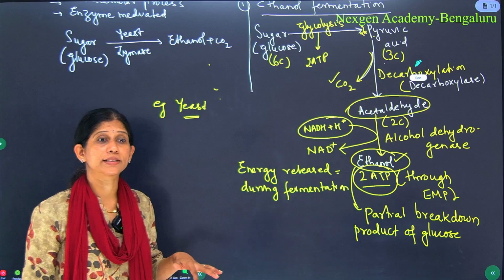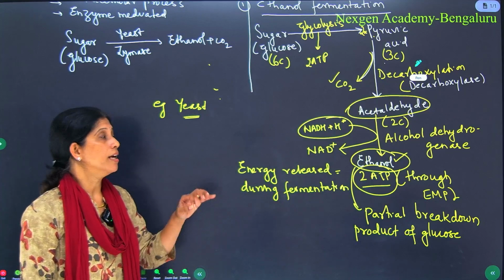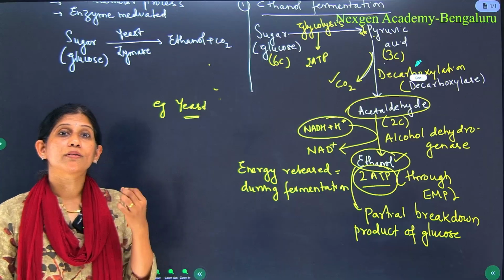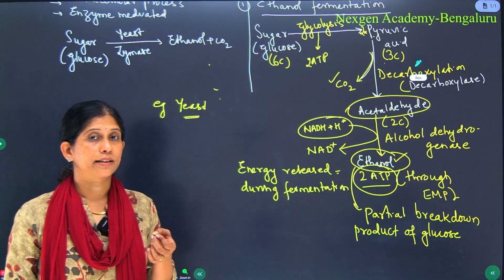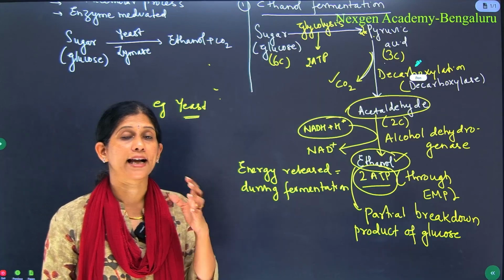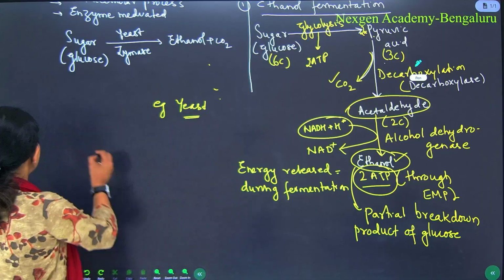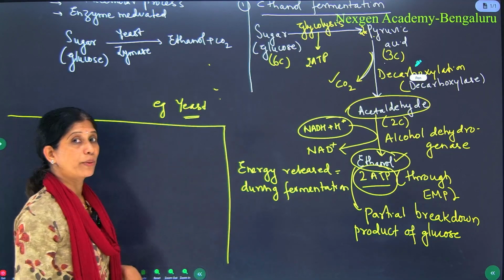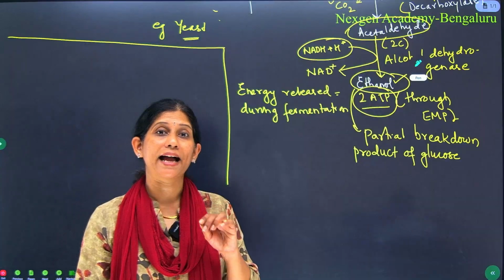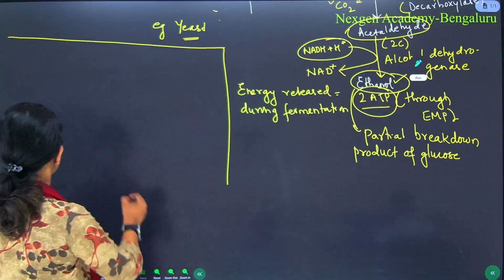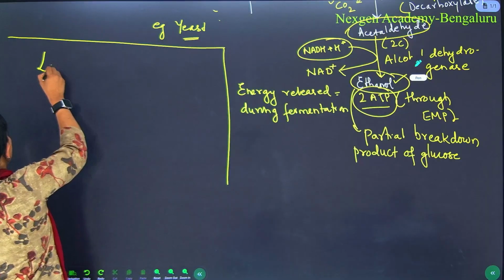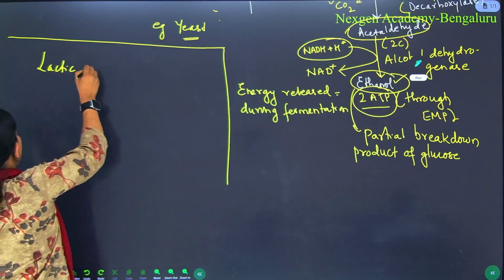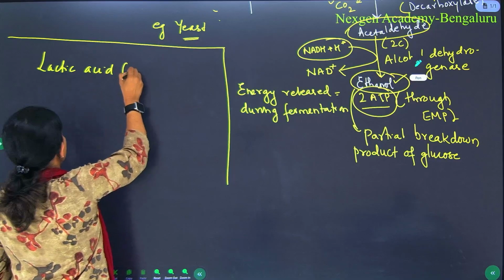So this is the first type of fermentation, right? As I was telling you, one more type of fermentation is given in our textbook, that is lactic acid fermentation. So we will see here itself what is the difference between ethanol fermentation and lactic acid fermentation. So we will talk about lactic acid fermentation here.